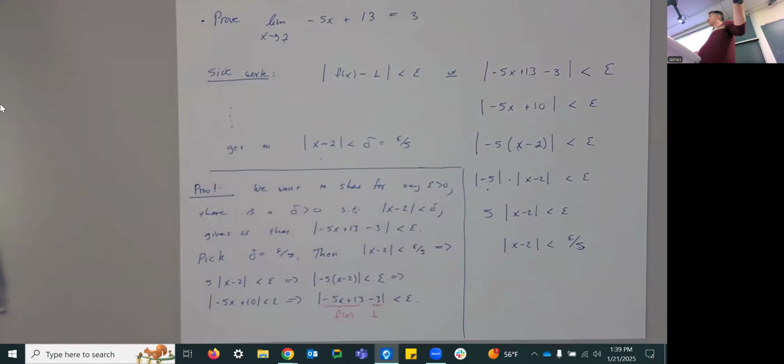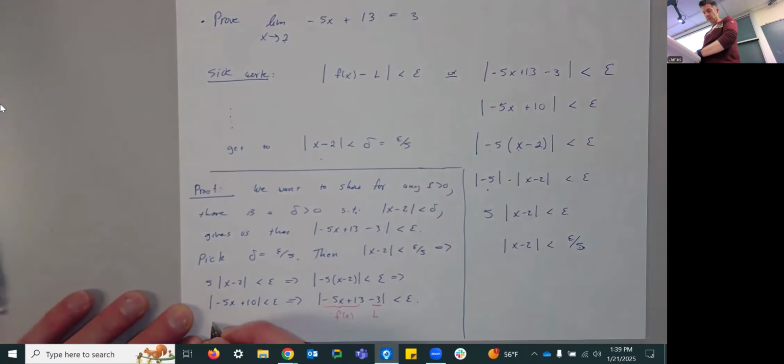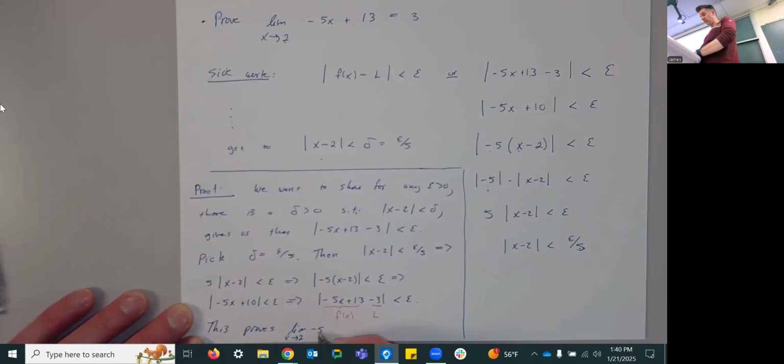We did it. We showed the thing we wanted to show. We showed that if x is really close to 2, then f of x is really close to the limit. This proves the limit as x approaches 2 of negative 5x plus 13 is equal to 3.